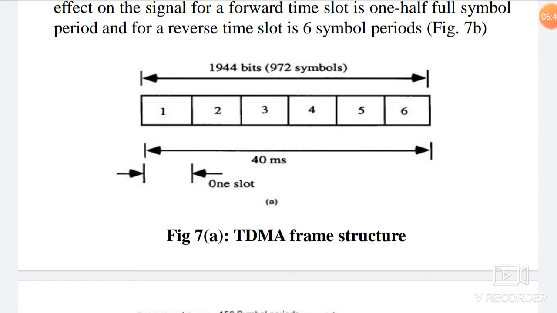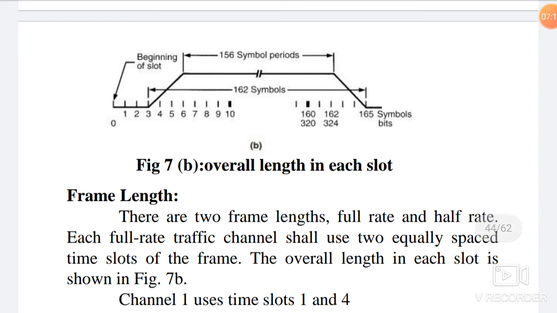Therefore, one radio channel is transmitted at 48.6 kilobits per second, but only 24,000 symbols per second over the radio path. So each frame consists of 6 time slots. The maximum effect on the signal for a forward time slot is 1/2 full symbol period, and for a reverse time slot is 6 symbol periods. You can observe here the overall length in each slot, which we have discussed earlier.